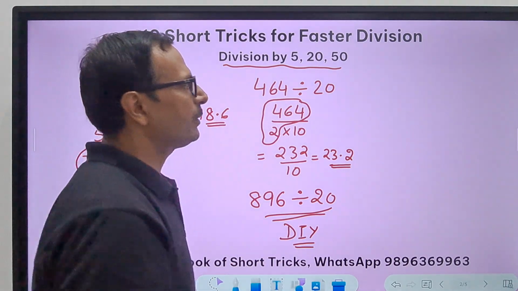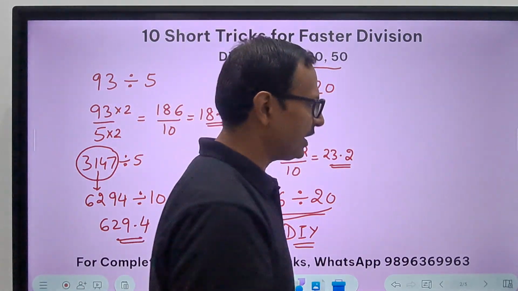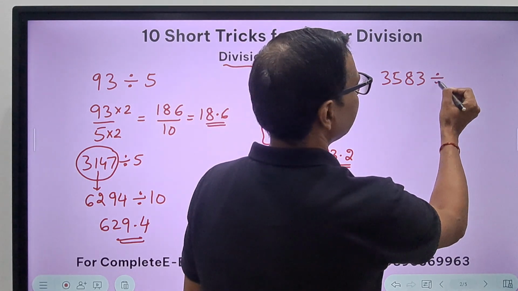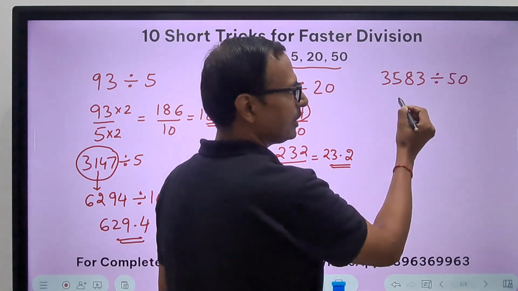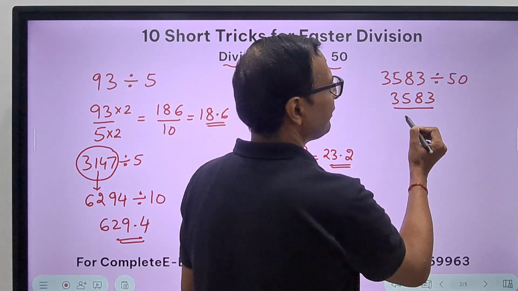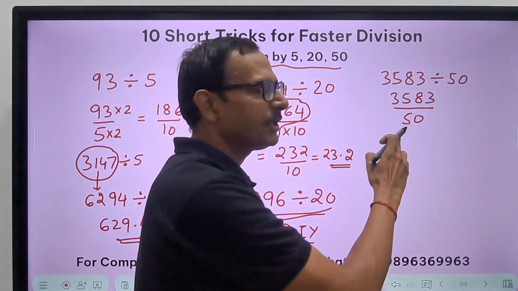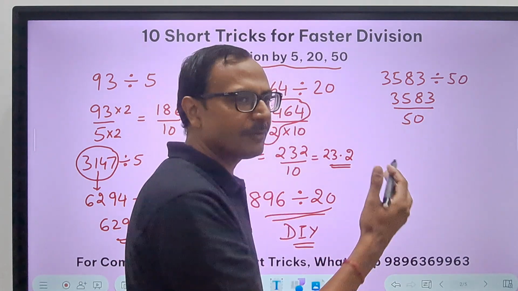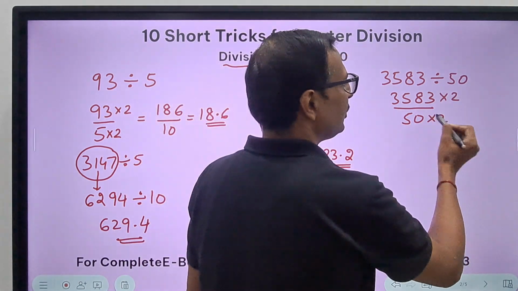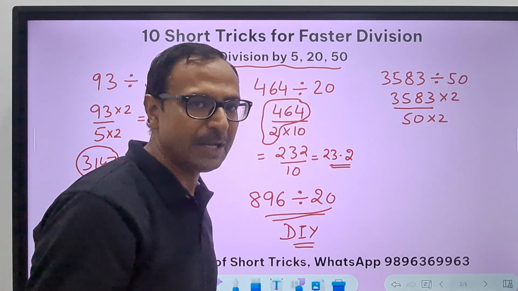Okay. Now coming on to the division by 50. Let's take 3583 division by 50. Now see, understand and do, and I think it will work for you. Any number divided by 50 can be converted to 100, right? 50 can be converted to 100 just by doubling again.